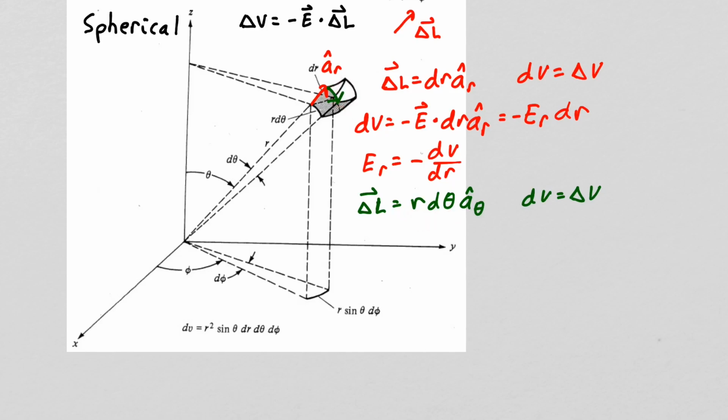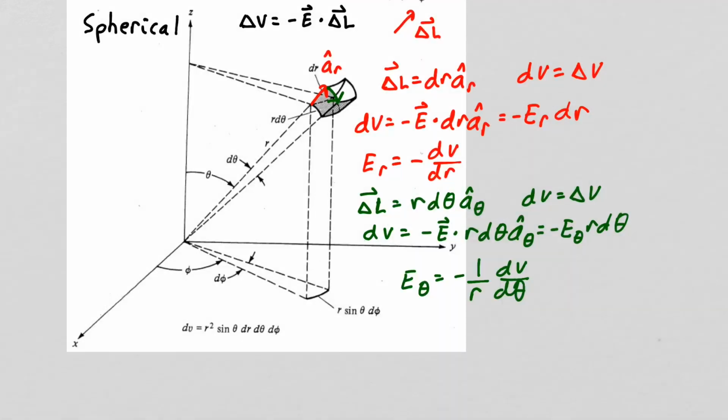We'll have the dot product between the electric field intensity and the unit vector in the theta direction, which will just give us the theta component of the electric field intensity. So we can solve for E sub theta. It is equal to minus 1 over r dV/d theta. We now adjust our voltage probe to be of length r sine of theta d phi in the phi direction, and the drop across the probe will be dV.